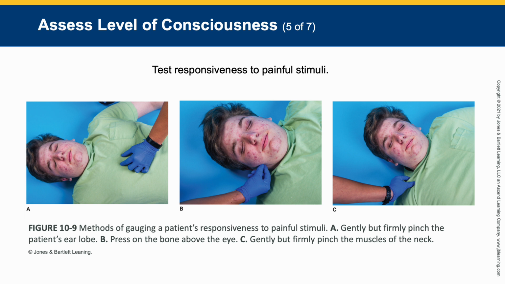Also note if the response is localized, like swatting your hand away, versus a generalized response like decerebrate posturing. We're going to talk more about that when we get into the Glasgow Coma Scale. But the type of response is going to give you a lot of insight into how intact the patient's CNS is at that specific moment in time.